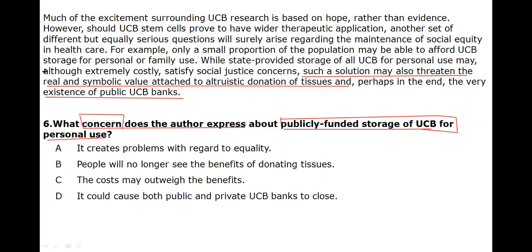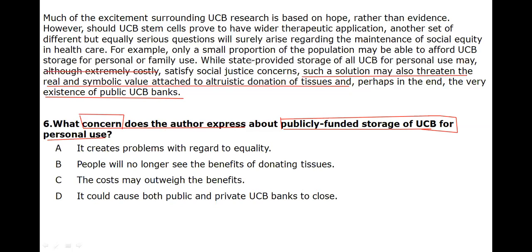So although extremely costly is not a concern. Whenever a writer uses any sentence with although, though, while, even though, those sentences are less of a concern.